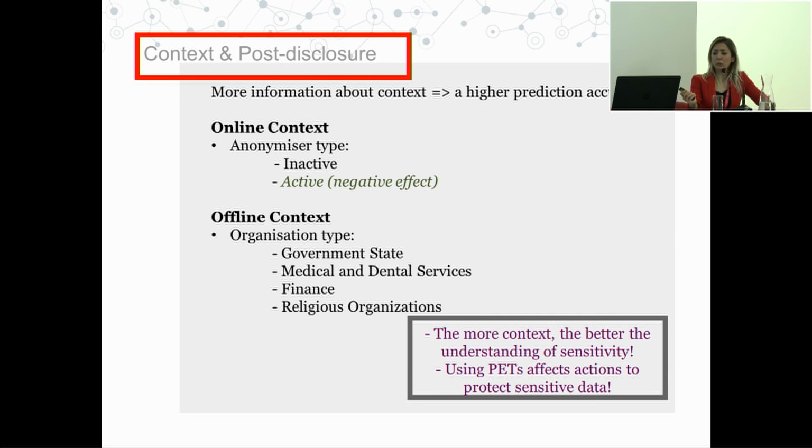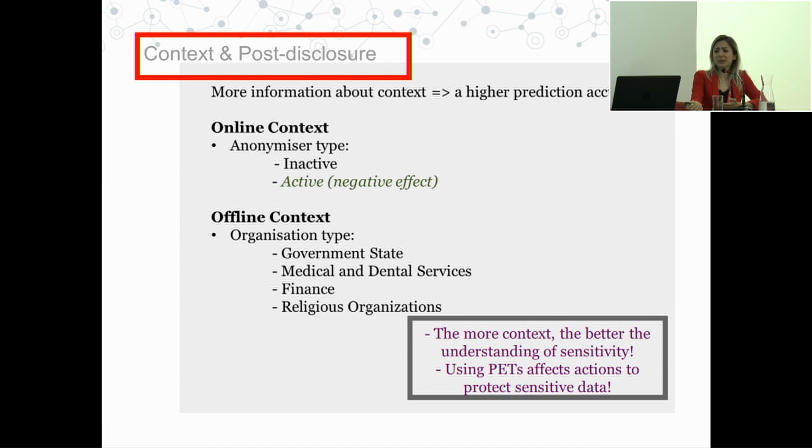And when we look at the offline context, we found, for instance, people who work for government, medical organizations, or religious organizations are more keen to delete and manage their data than others who work, for instance, for internet service providers. But what this tells us is that the more context information we have, the more we can learn about sensitivity. And the interesting finding is this about users using PETs could have a false sense of protection, but yet it's interesting, I think, to consider.